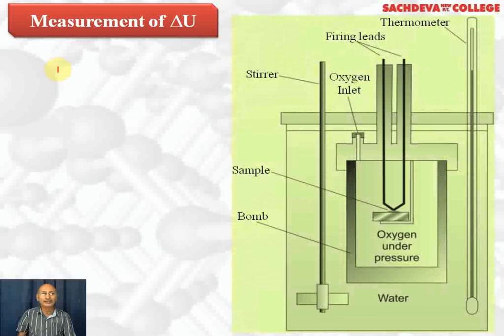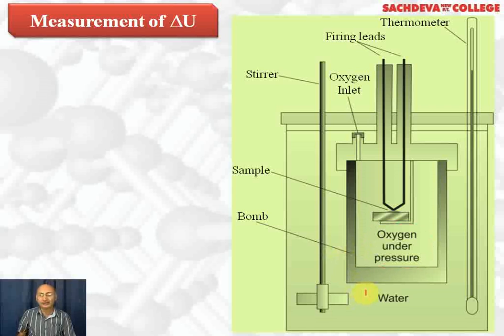Today we are going to start with measurement of delta U. Delta U means internal energy change. Now delta U is measured with the help of bomb calorimeter. This apparatus is bomb calorimeter. Bomb is made up of steel and inside reaction is carried out. For example, combustion of methane is carried out under oxygen under high pressure.